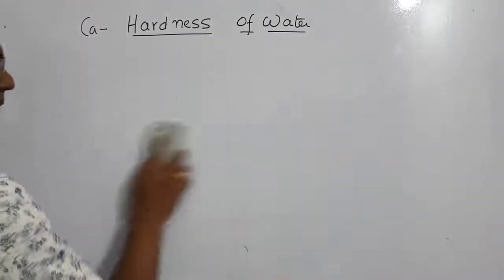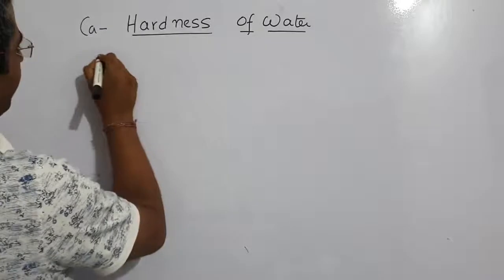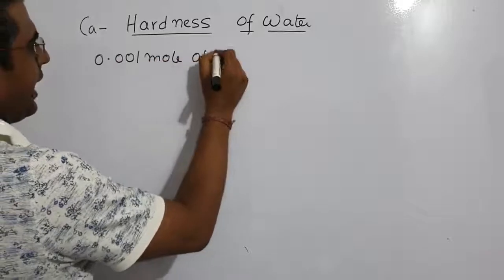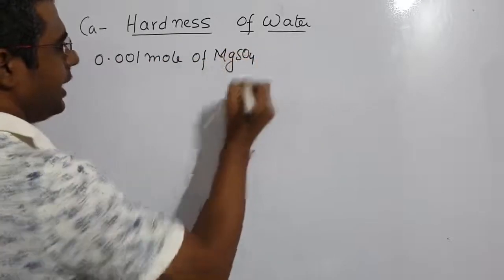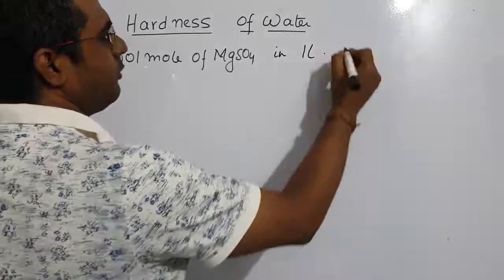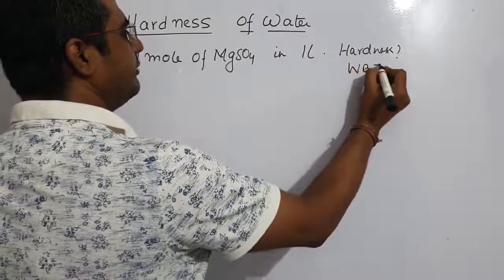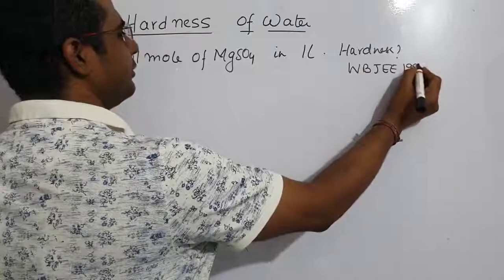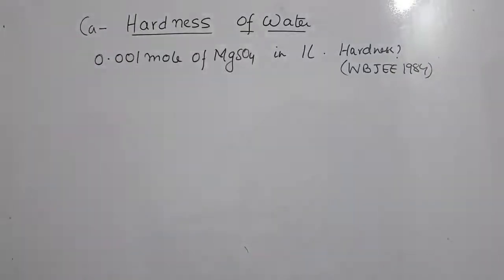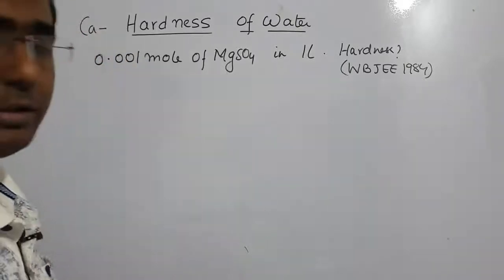So all the hardness will be measured in terms of calcium carbonate. All the hardness. The first question is 0.001 mole of MgSO4, and that is in 1 liter. In 1 liter you have to calculate the hardness. This was asked in WBJE once upon a time, 1984. During those times this problem was very tough. They didn't have a lot of books like you guys have today, teachers and all to help you out. So at that time definitely this was a very hard problem.